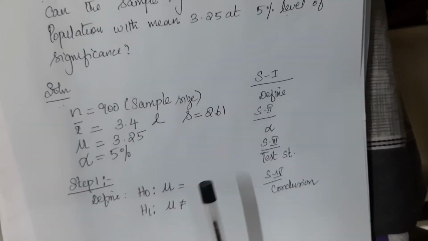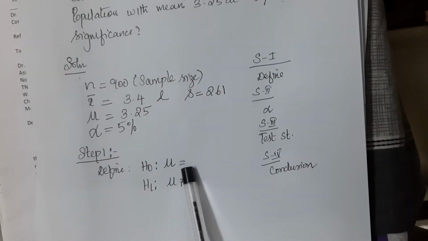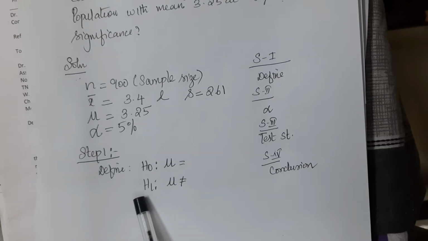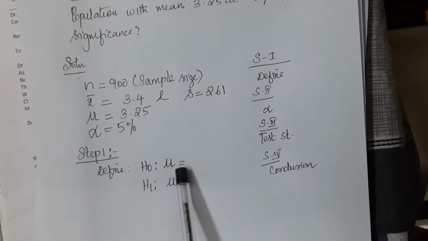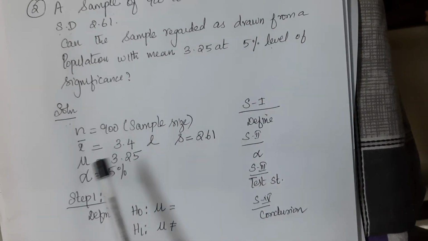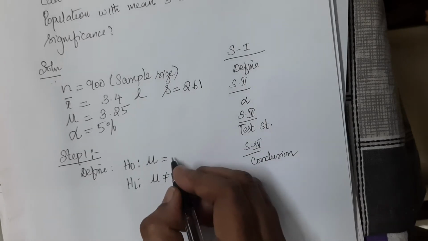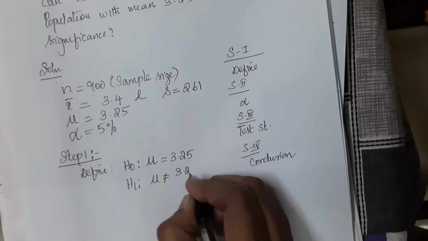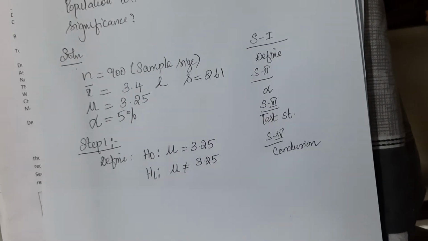After the comparison, if that is found to be false, then H1 is the alternate hypothesis to be considered. Therefore, H naught is defined as mu equal to the given mu value. What is the given mu value? 3.25. So we state H naught as mu equal to 3.25 and H1 as mu not equal to 3.25. So this is defining the hypothesis. Now step 2.